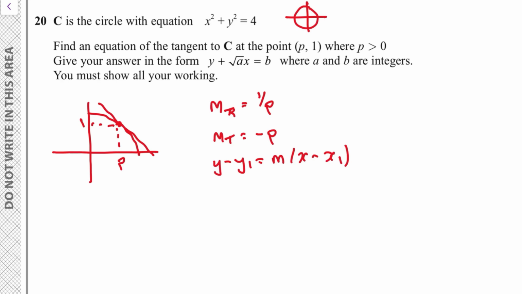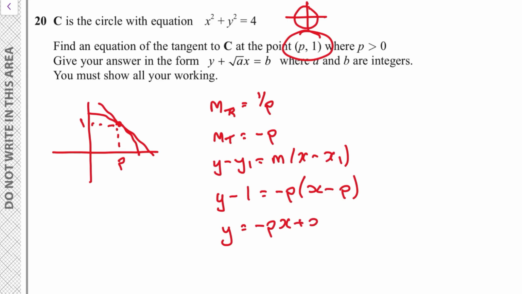Now, as an aside, some teachers don't teach that to A level. And I don't know why, because actually it's really helpful. But if you use the y equals mx plus c method, in fact, you'll still get to the same answer. But I prefer this one. So then I'm going to use the point P, 1. So if I put in my 1, that gives me y minus 1 equals gradient minus P times x minus P. Then expand. So I've got y is equal to minus Px minus this plus P squared plus 1 from the other side.